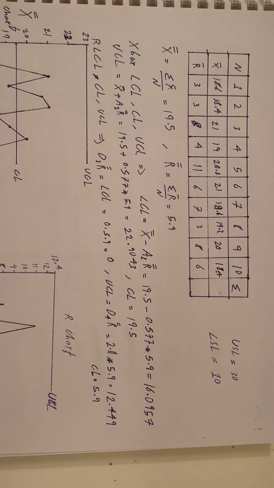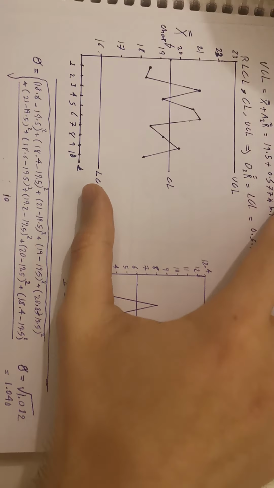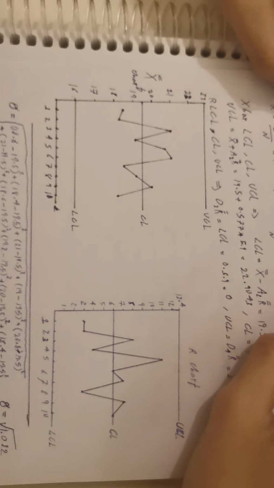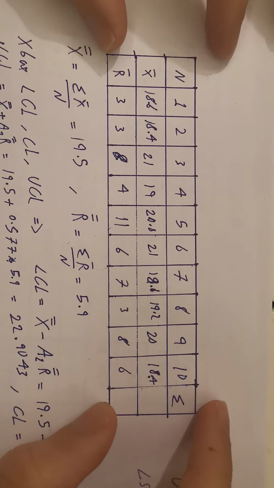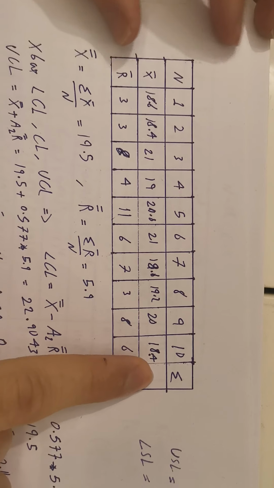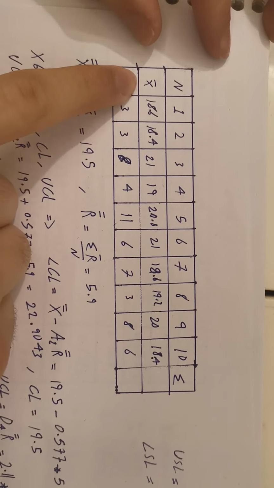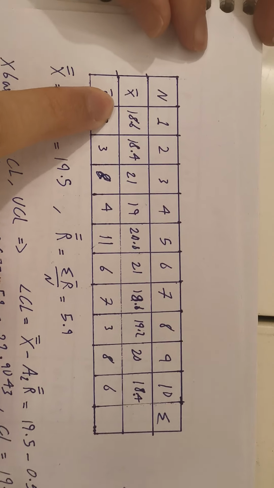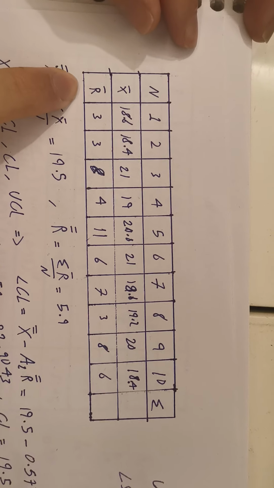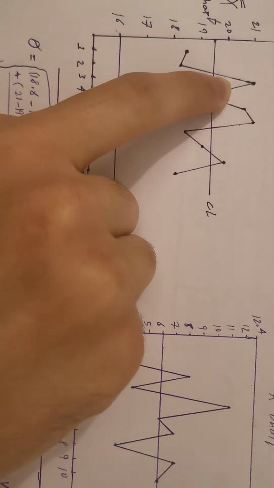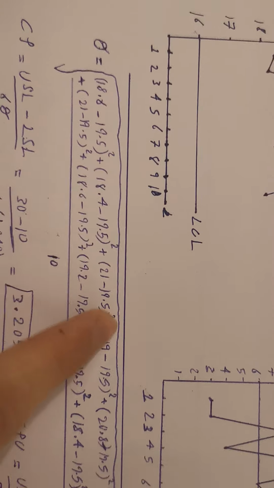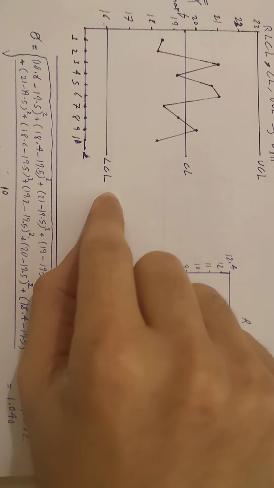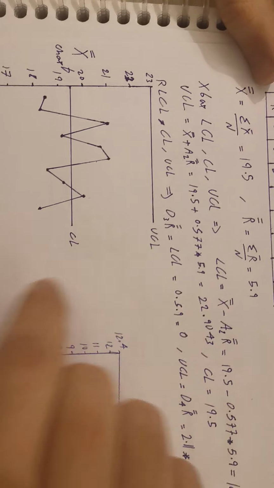And now, in order to draw this chart, first of all, as you can see from this table, you can see there is 10 N's, and here you have the values of the X bar, and here you also have the values of the range. So we'll go back to the chart, and as you can see here, first of all, we will add the 10 values, and here we do the same. And now we have to add the lower control limit, the control limit, and the upper control limit.